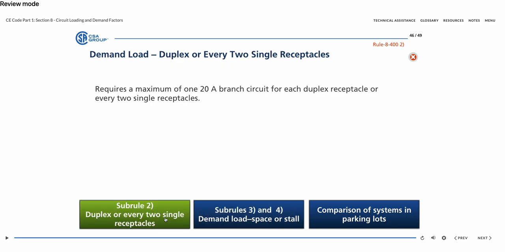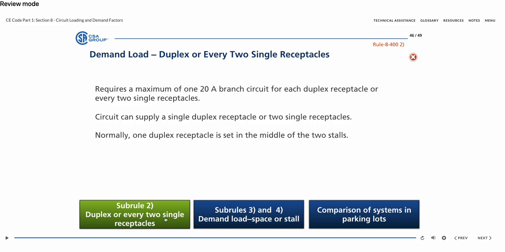At least one branch circuit protected by an overcurrent device rated or set at not more than 20 amperes shall be provided for each duplex receptacle or for every 2 single receptacles referred to in Rule 26-700-2. This circuit can supply a single duplex receptacle or 2 single receptacles. Normally, one duplex receptacle is set in the middle of the 2 stalls.